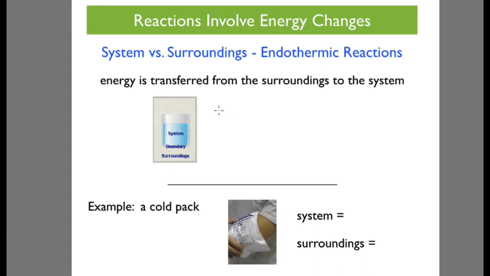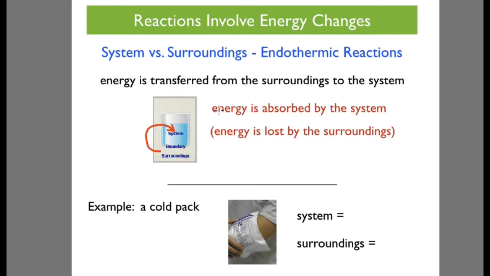Let's have a look at system versus surroundings in endothermic reactions. Energy is transferred from the surroundings to the system. So you can see here the surroundings is transferring energy into the system. Energy is absorbed by the system. Energy is lost by the surroundings. So the temperature of the surroundings decreases. So in an endothermic reaction, the temperature of surroundings decreases.